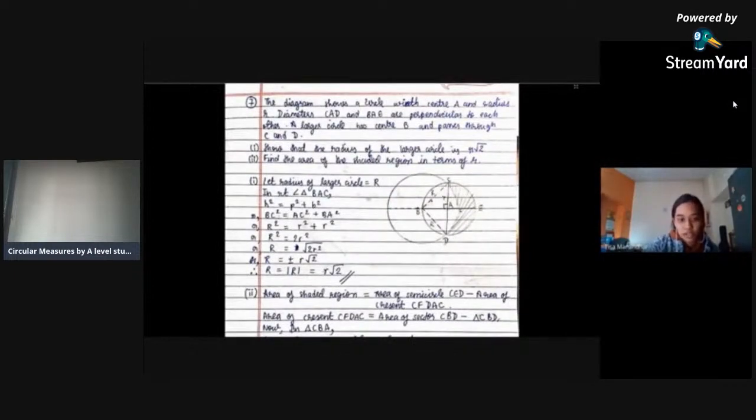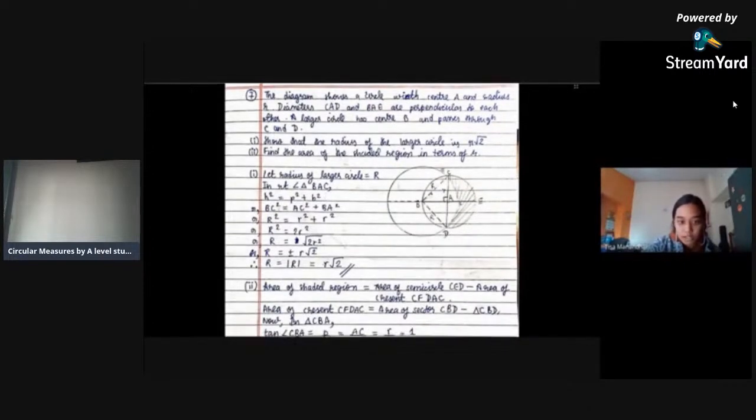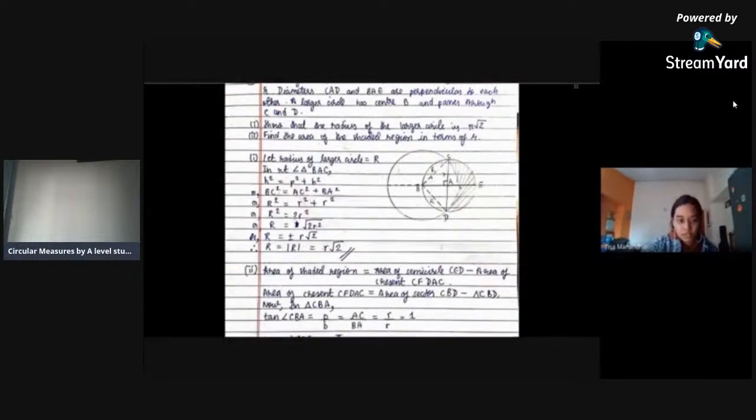To solve the first question, I let the radius of the larger circle be capital R, and then now in a right angle triangle BAC, as you can see in the figure, we will use the Pythagoras theorem and find the hypotenuse, which is BC. And we'll use the formula BC squared equals AC squared plus BA squared and solve it to find R squared equals 2 small r squared. And so solve it further to find capital R equals r root 2. So this is how we solve the first question.